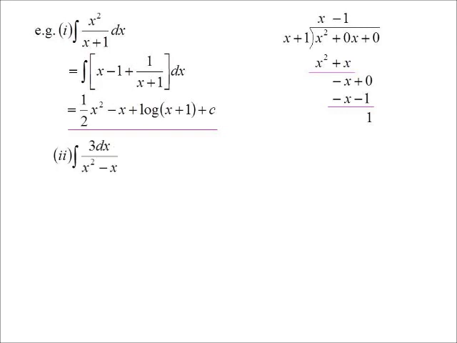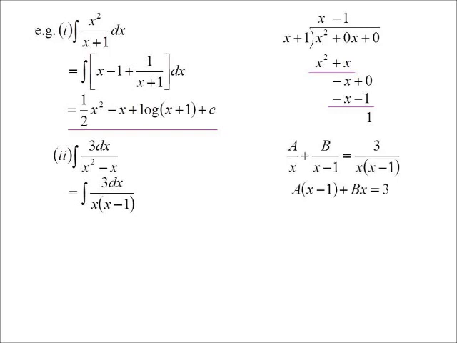This one, I don't need to do a division, I've got a constant on top, so I'll factorise the denominator. Now what I'm saying is, we want a fraction for each of those factors. So I'll have a over x plus b over x minus 1, and I know that when I add these two fractions together the answer will be 3 on x times x minus 1. If I multiply everything by x times x minus 1, I'll get a times x minus 1 plus bx equal to 3. And all I've got to do is find a and b.